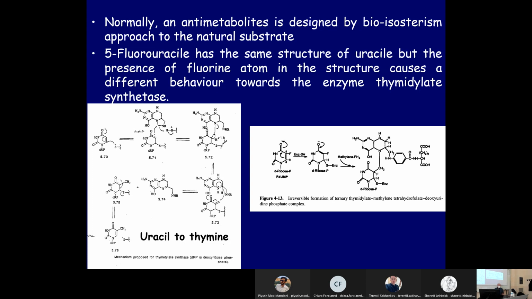So these two examples are useful for you just to understand the strategy: small modification of the molecule of the substrate to block important pathways inside the cells. In this case, we can trigger the apoptotic pathway, and so we can use fluorouracil in the cancer cell if you want to kill the cancer cell.